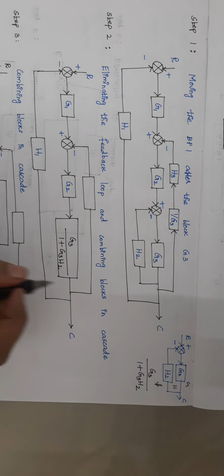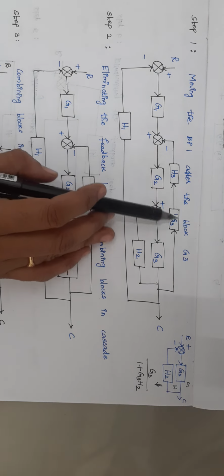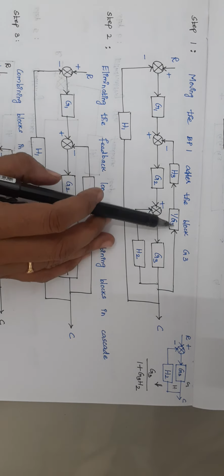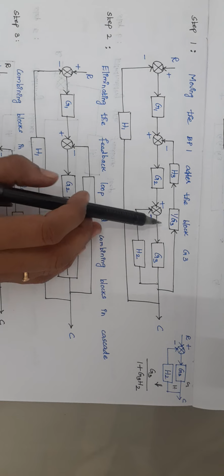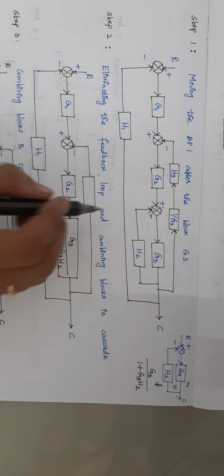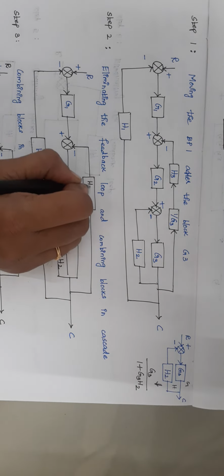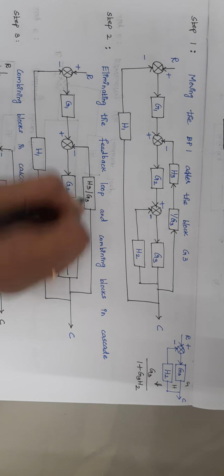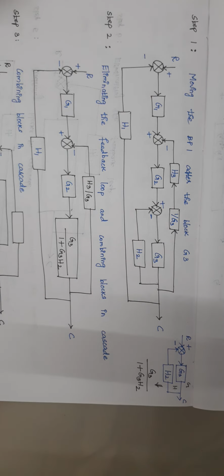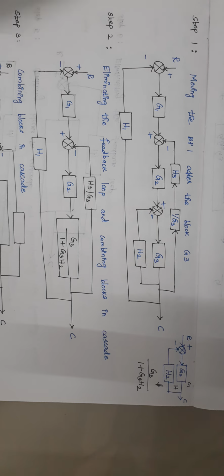Right. And the next thing is, here I am having two elements which are in series. When elements are in series, we have to just multiply. So here just multiply and write it as H3 by G3. This is our step number 2. Hope you all are clear with this, right?